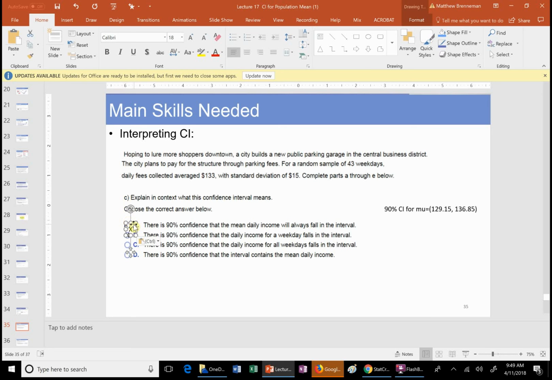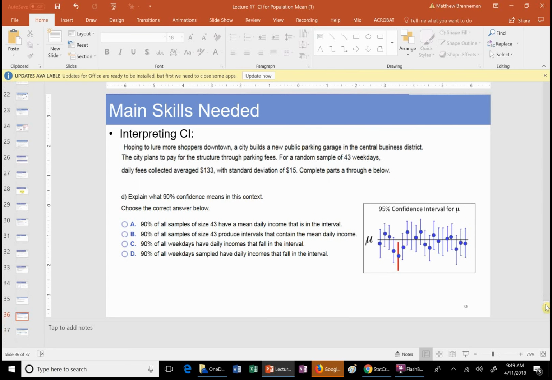There's a 90% confidence, and this is really saying that the interval contains mu. The interval contains the mean daily income. So the answer is D. So these questions you have to read really carefully. Again, notice the difference between B and C and D. B and C are talking about daily income, and this contains the mean. This doesn't say anything about a single day. This is talking about the population mean. We're 90% confident it's in here for all the weekdays.